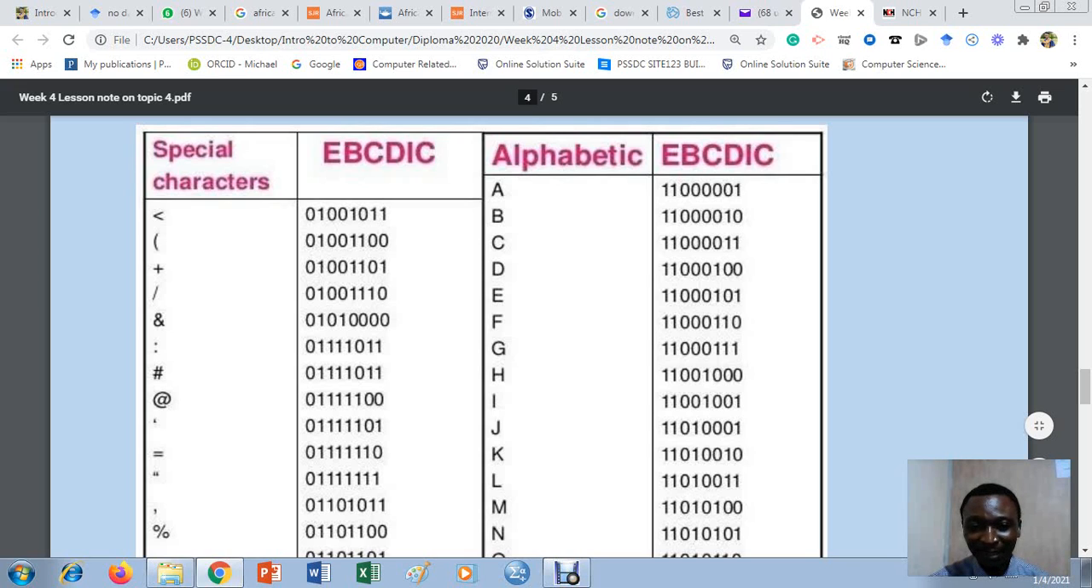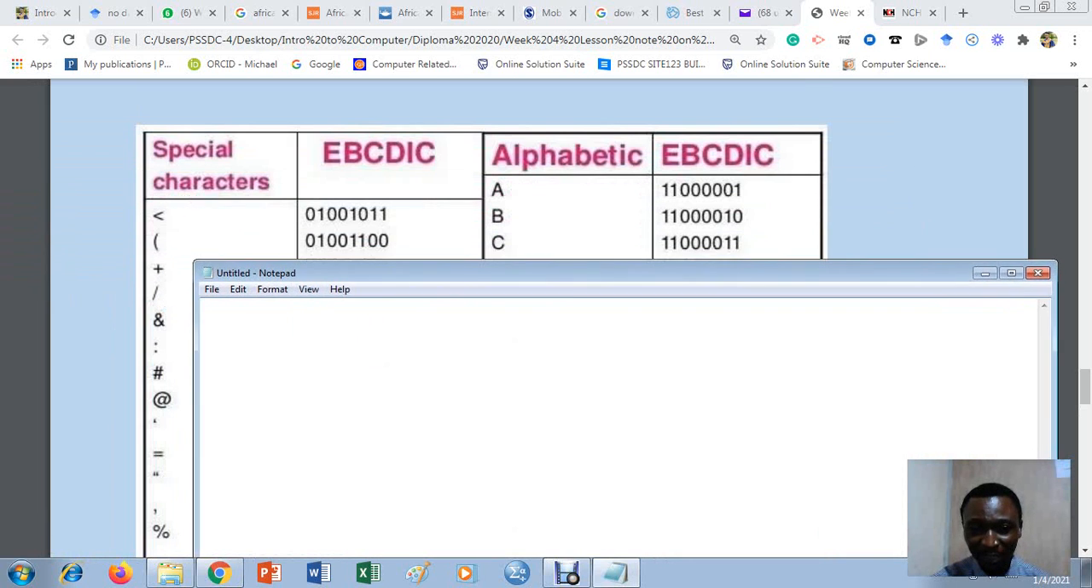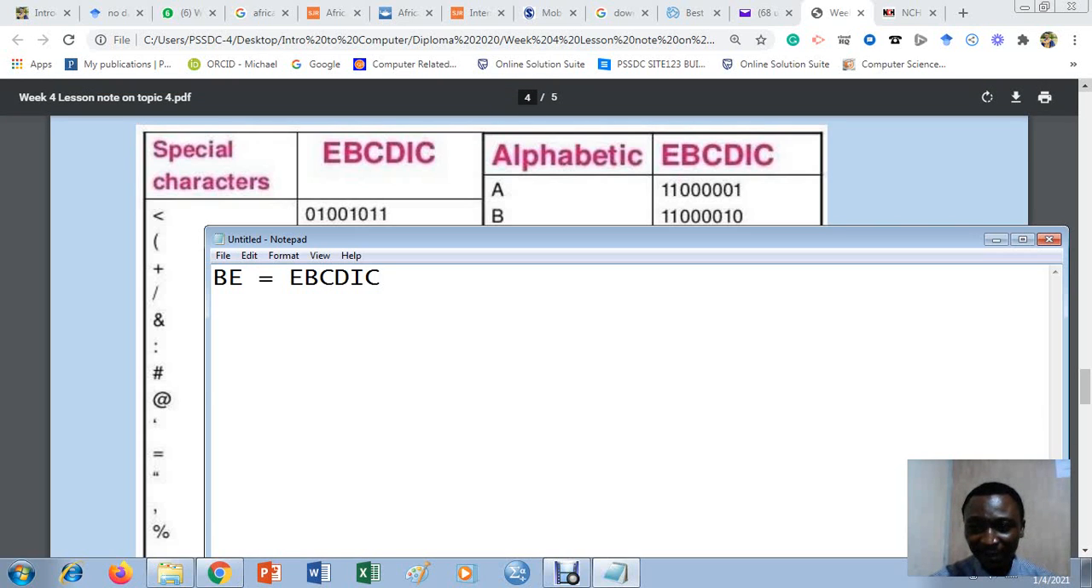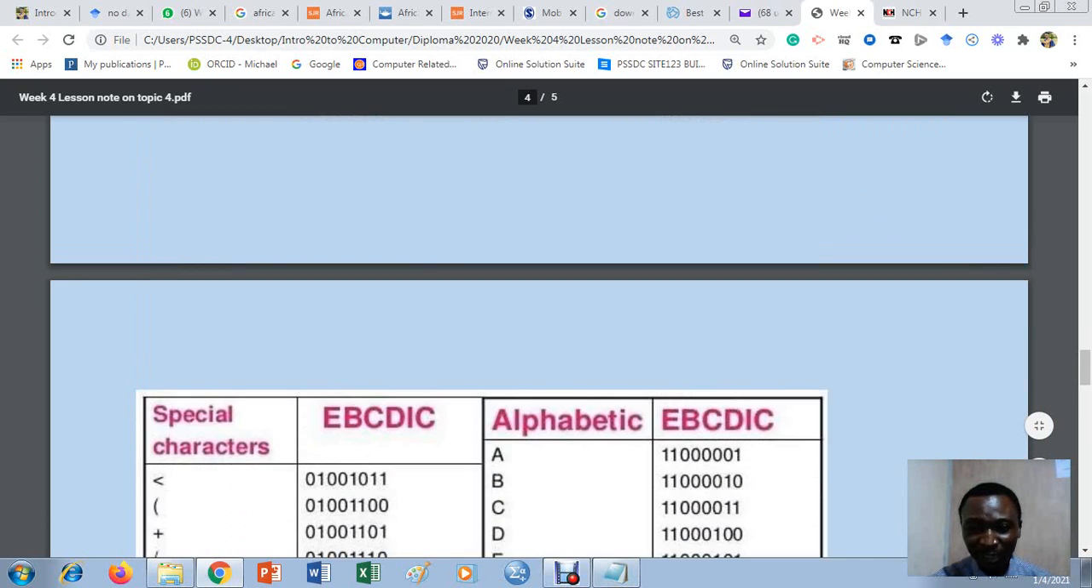So that is the representation of E, and for B, it is this. Let me open up a notepad so that you will understand what I'm trying to say. Now, if I say BE, if I ask you to give me the interpretation in terms of EBCDIC, and what is that? I said it earlier: Extended Binary Coded Decimal Interchange Code. If that is what I want you to use, then I ask you to give me B.